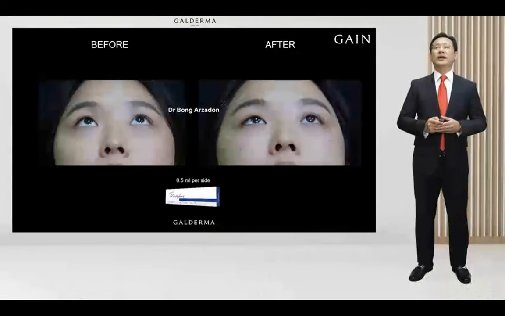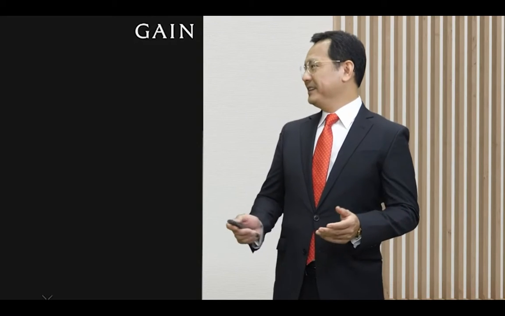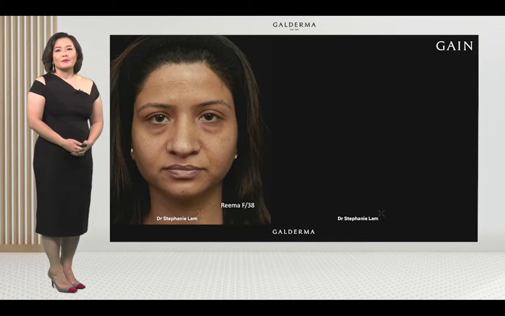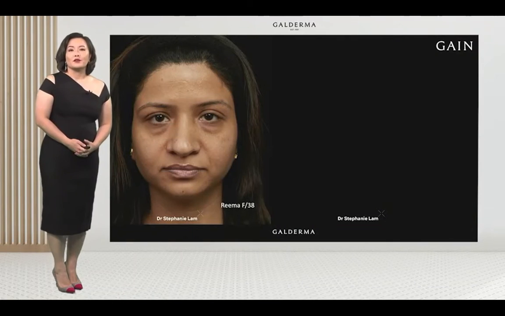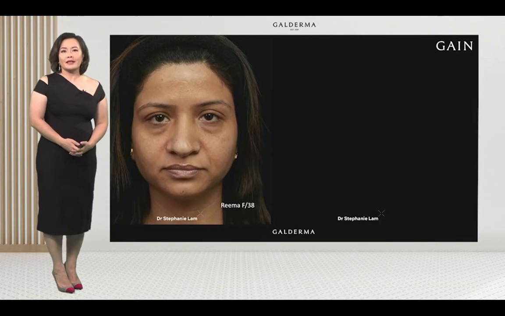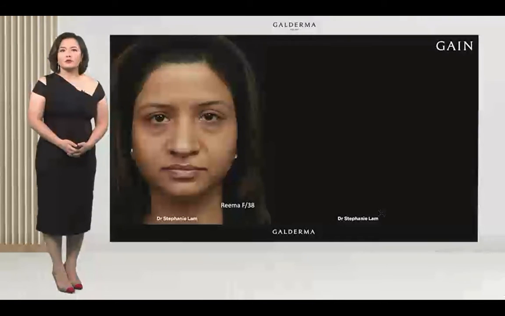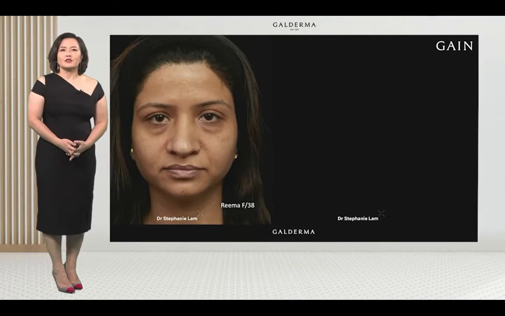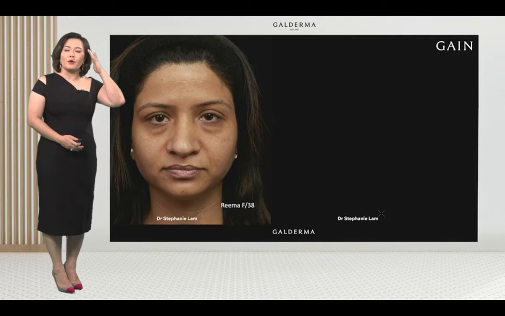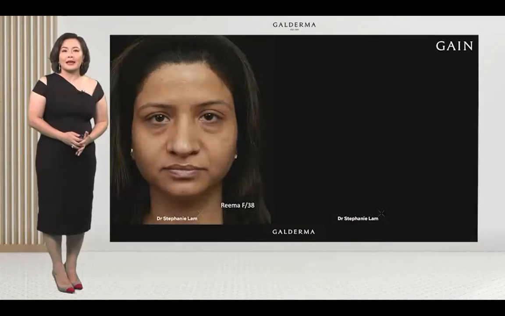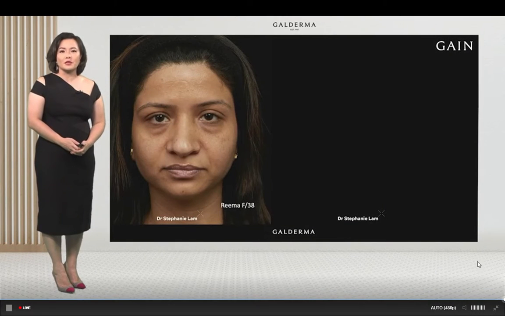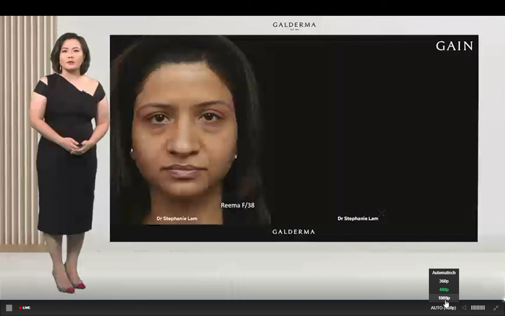Stephanie, it's your turn to share your tips and tricks. Sure. My first case is Rima. She is a 38-year-old Indian patient living in Hong Kong. This is her frontal view. You can see that she has a slightly hollow temple together with a slight eye bag appearance together with tear trough and a relatively bottom heavy face.